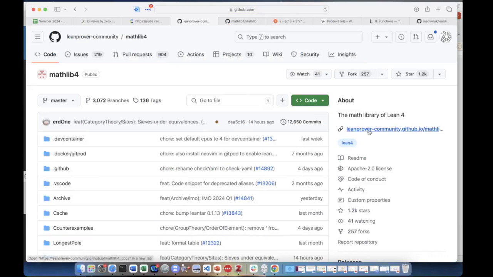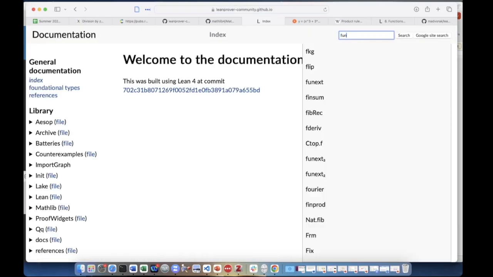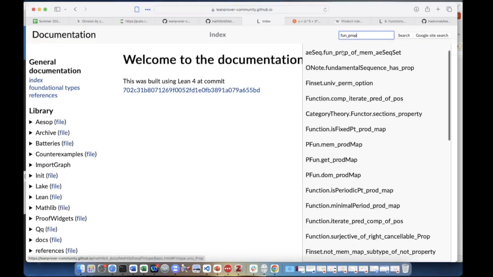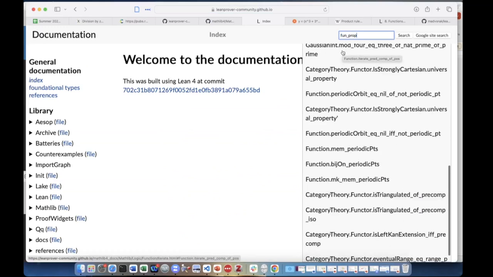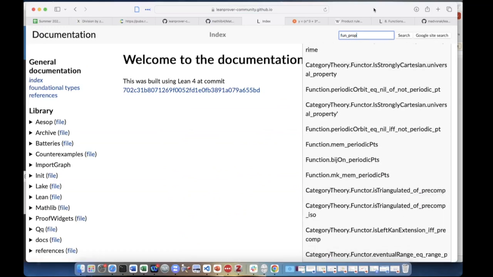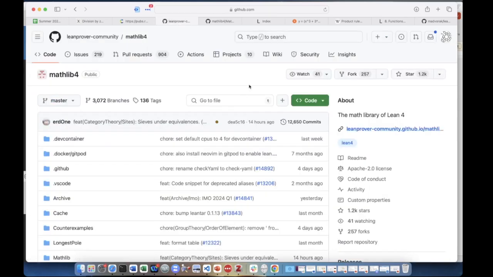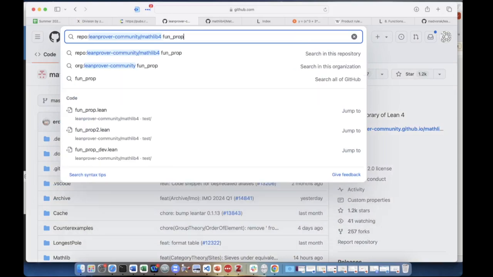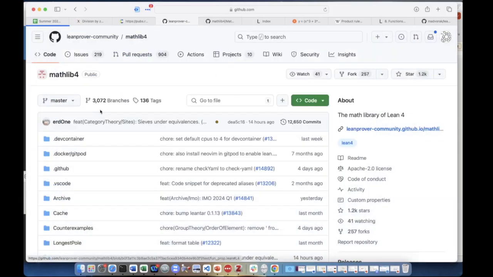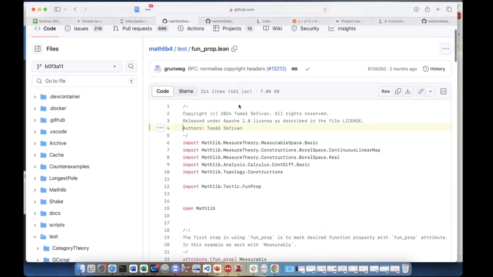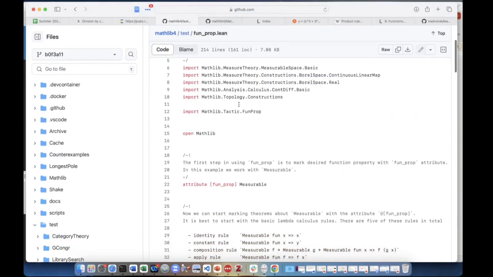All right, let's get up the MathLib library and open up funprop. I have this open. Is it here? Funprop, here it is, funprop.lean. And this is a test explaining how funprop.lean works. And if you're curious, again, you can on your own time look more into it.